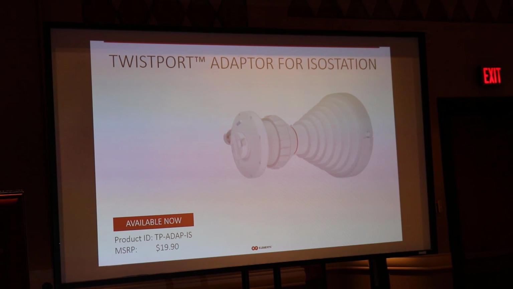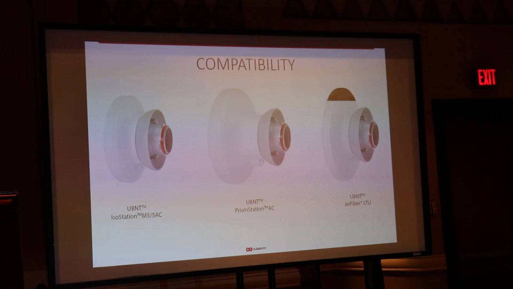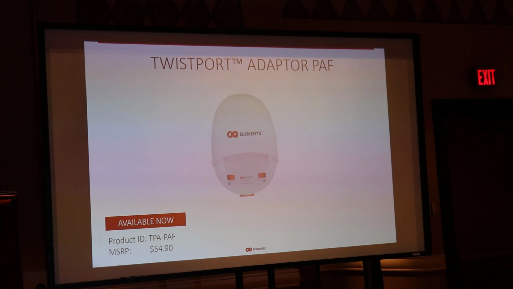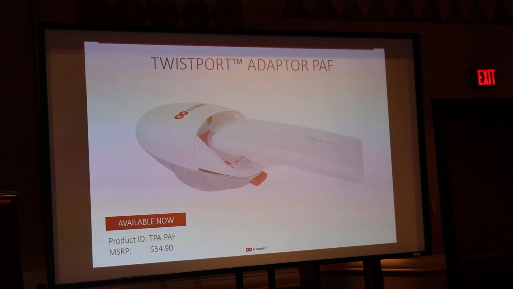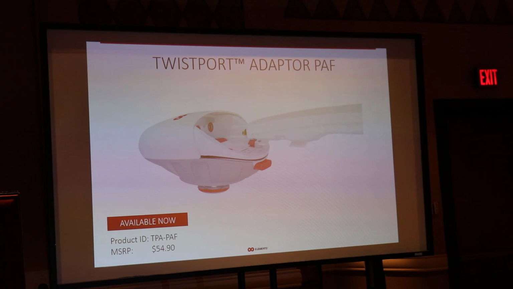TWISTPORT adapters for ISO and Prism stations are also available. This recently came out. It's been on the market for a little bit, but just an update. We have an adapter if you want to convert a radio to still use our horn antennas. And we have compatibility for the ISO station, the Prism station, as well as the LTU new form factor that they're coming out with.